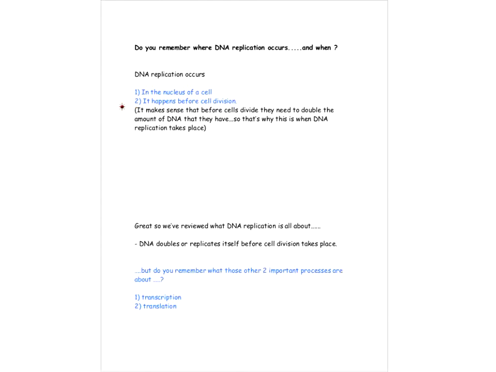All right, great. So we've reviewed what DNA replication is all about. DNA doubles or replicates itself before cell division takes place. But do you remember those two other important processes, what they're all about? Transcription and translation?